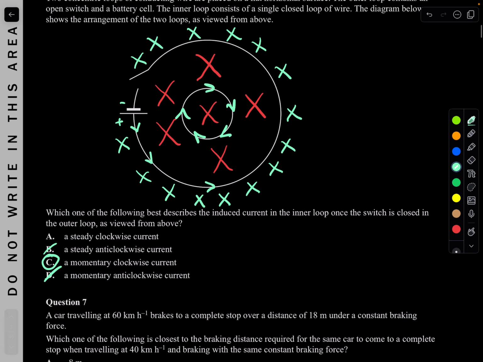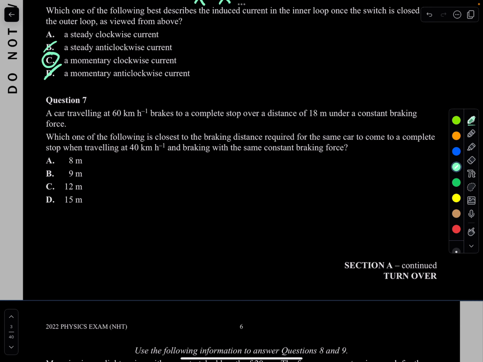Hope that explains it. Question 7. A car traveling at 60 kilometers per hour brakes to a complete stop over a distance of 80 meters under a constant braking force. Which of the following is closest to the braking distance required for the same car to come to a complete stop when traveling at 40 kilometers per hour and braking with the same constant braking force?